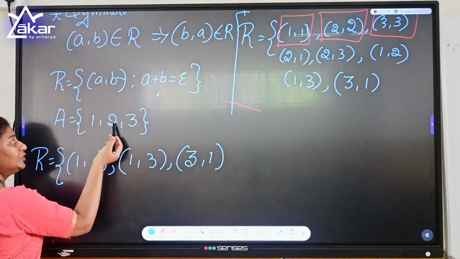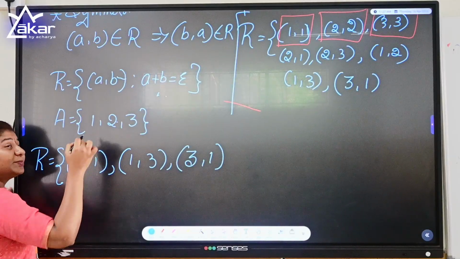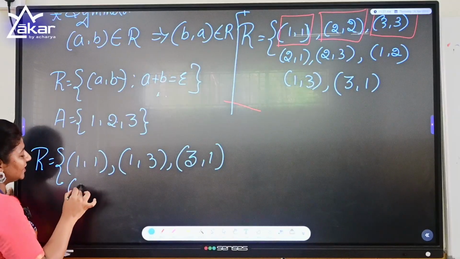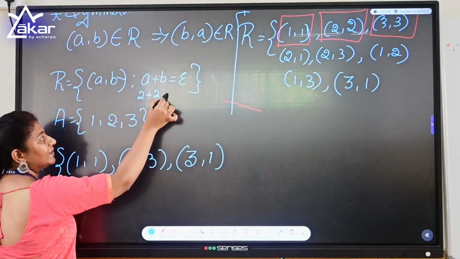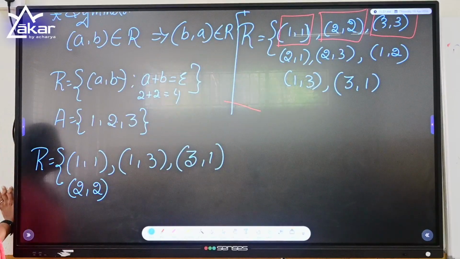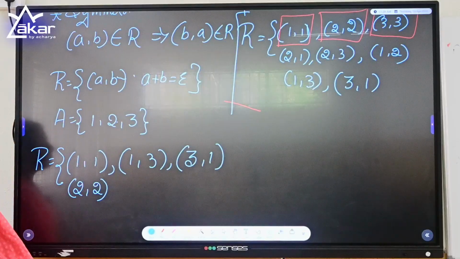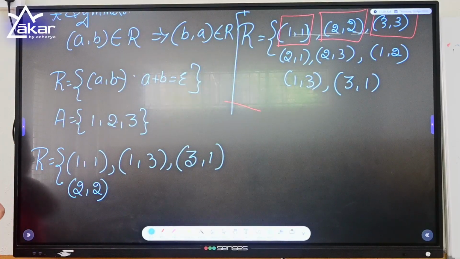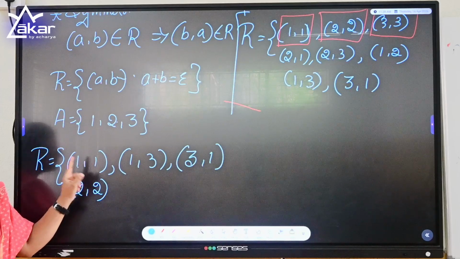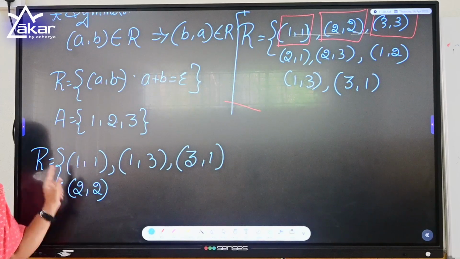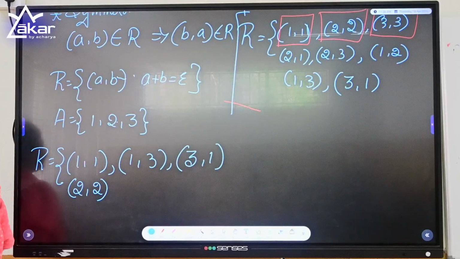Next, check it for 2 comma 1. No, it is not possible. Is it possible for 2 itself? Let us check. Yes, 2 comma 2 appears because 2 plus 2 will give the value 4, so hence it is even. Let us check whether the given relation is reflexive or not. As you know, 1 comma 1 is there, it is reflexive, and here also it is reflexive, but 3 comma 3 is not there, hence it is not reflexive.